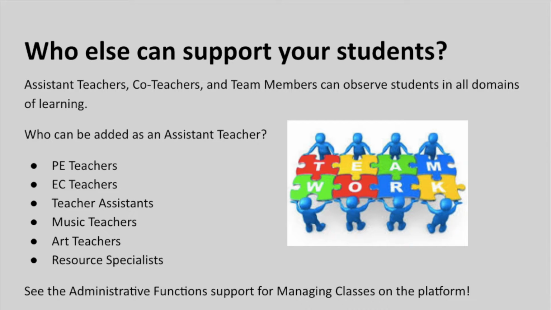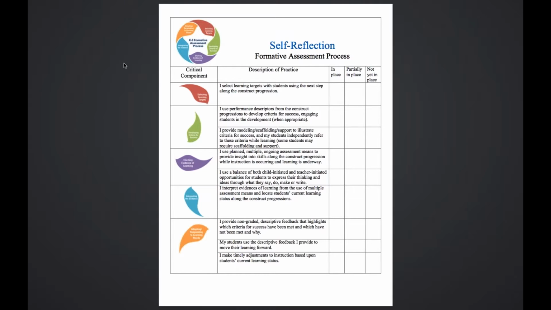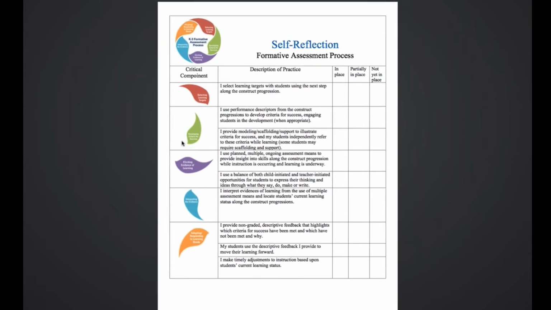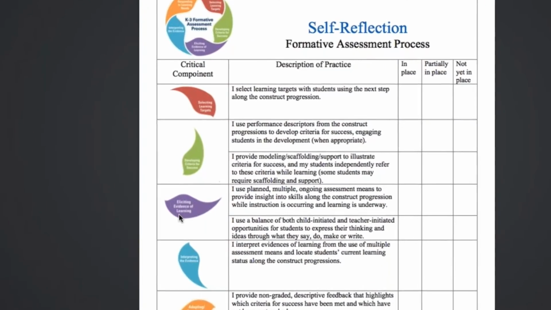Earlier in the webinar, I talked a little bit about the 5 critical components and how we want to continue to use this process. One thing I did want to share with you is a resource that we have for teachers called the self-reflection tool. I'm just going to bring that up briefly so that we can take a look at it. You see on the self-reflection tool that we have the 5 critical components, these little pieces of our star logo.